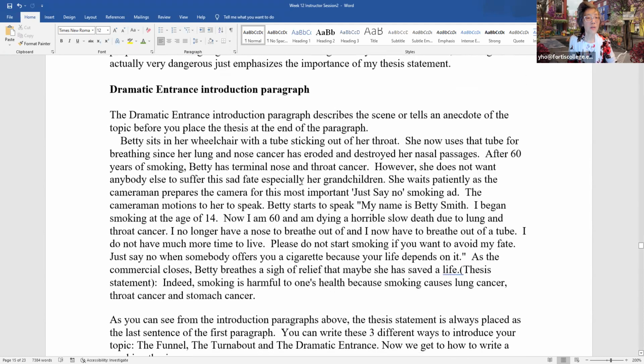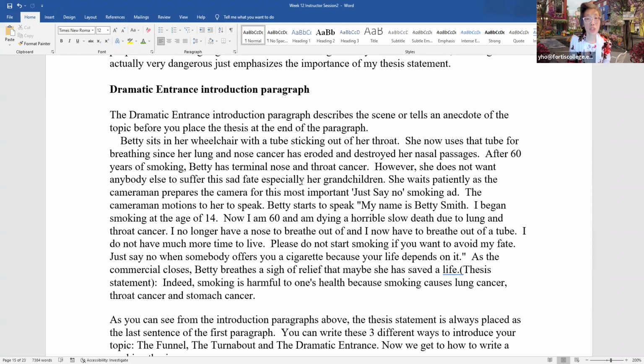The next kind of paragraph is called a dramatic entrance introduction paragraph. Here, you write a story, an anecdote, or some kind of descriptive passage, and you place your thesis statement at the end. You always place your thesis statement at the end in all of these paragraphs. It's just the way in which you construct the material before the thesis that changes. In a dramatic entrance introduction paragraph, you use a person, a case study, or some kind of story to illustrate your thesis statement.